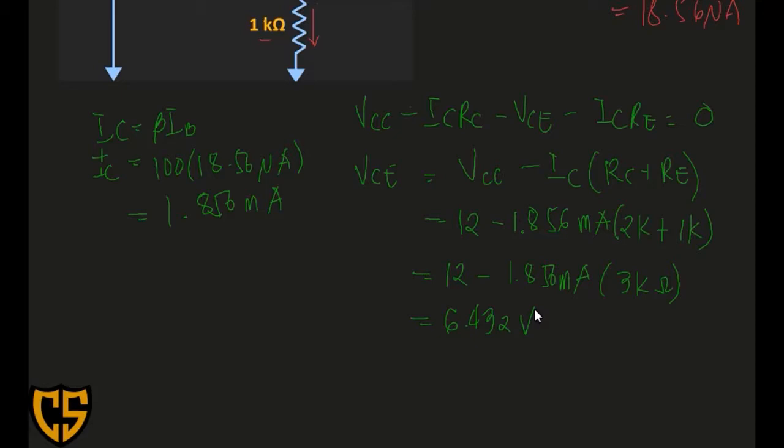Relate it to the outputs using the relationship IC is equal to beta IB. Approximately, IE is approximately equal to IC. Then take note also of the relationship of your IB and IE: IE is equal to beta plus 1 IB. So that is how we solve a certain circuit.